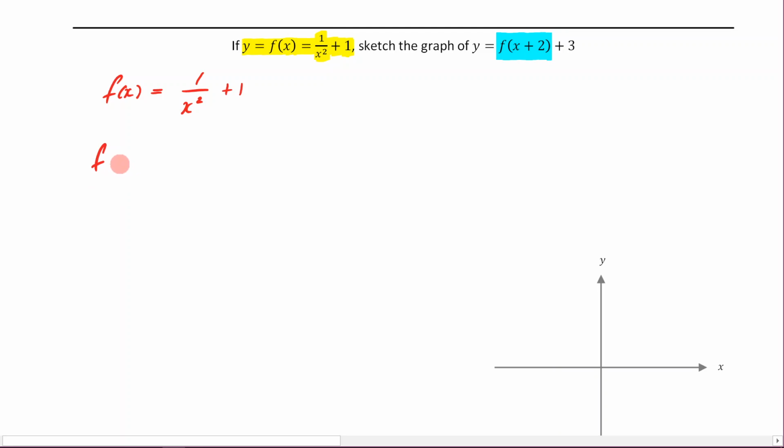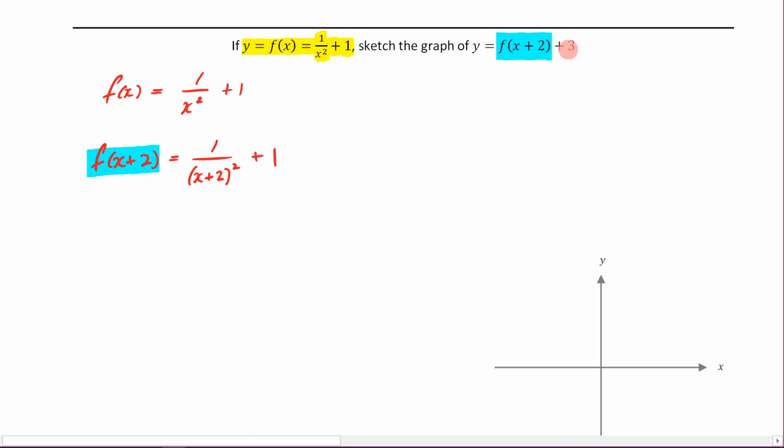So f of x plus 2, we know how to deal with something like this. It means put x plus 2 into the x position here. So that means it's going to be 1 over x plus 2 squared plus 1. That's what it means. It simply means put x plus 2 into that. So that is that right there.